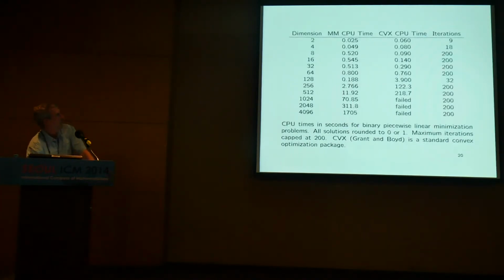Okay, so here's a comparison on problems of various dimension using this algorithm versus CVX, which is a standard convex solver coming out of Stanford, Stephen Boyd and Grant. This algorithm does extremely well, even on high dimensional problems, whereas CVX begins to choke. Now, I'm not slamming that piece of software. It's a lovely piece of software, but the way it attacks the problem is hardly optimal here.